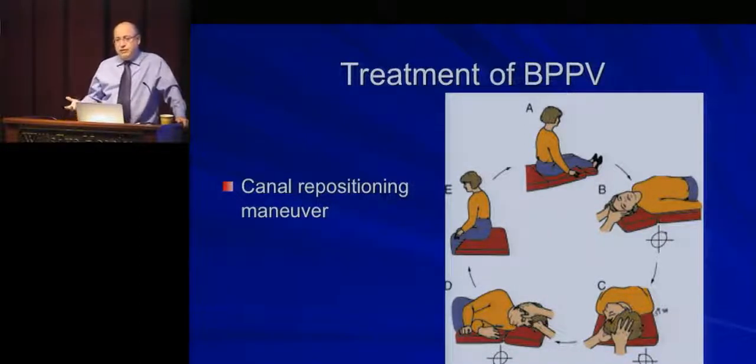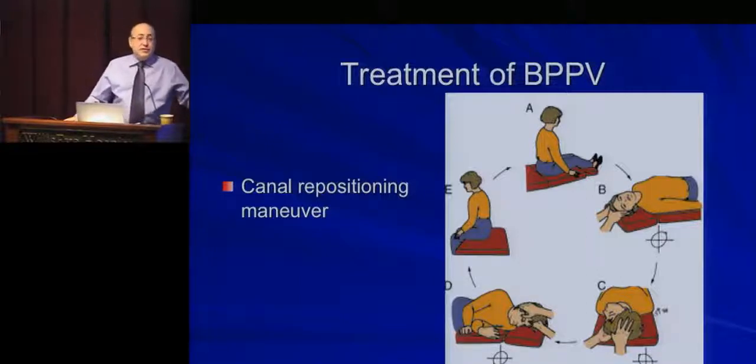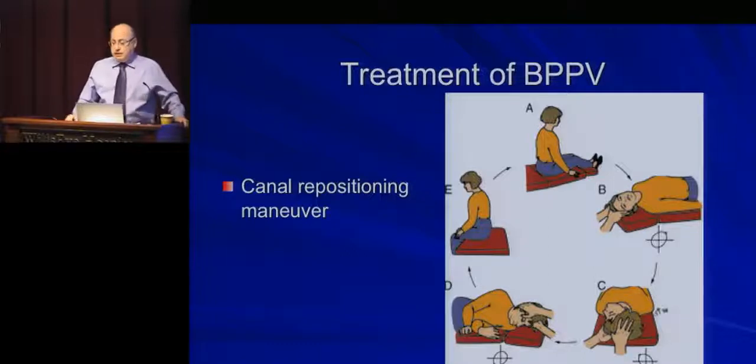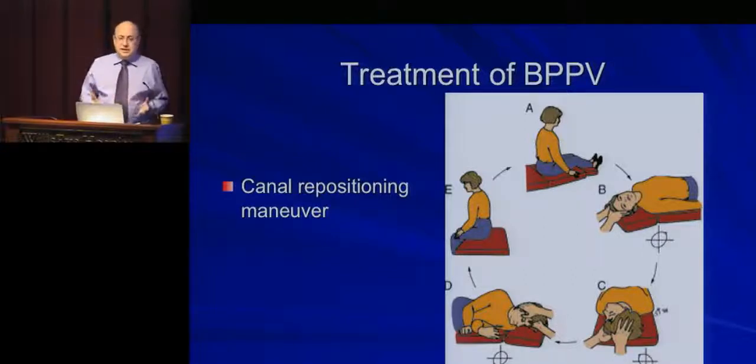So you can take a situation where people are miserable for weeks or months or years and cure them with this simple maneuver. So very important to know. It's very important to know wherever you practice somebody who does this. It's often a vestibular physical therapist. It could be ENT, it could be neuro-ops, it could be neurology. Someone who does this so that you can refer patients with positional vertigo to get cured.